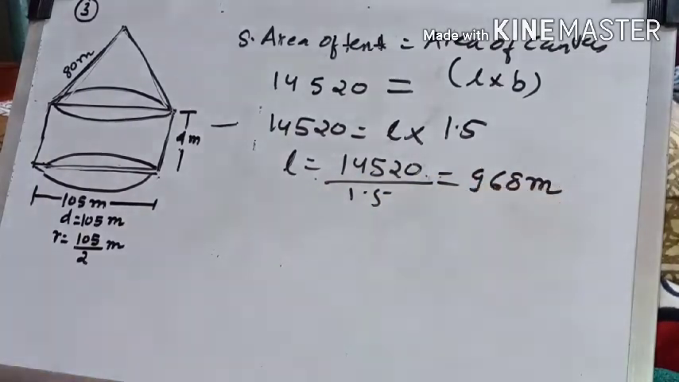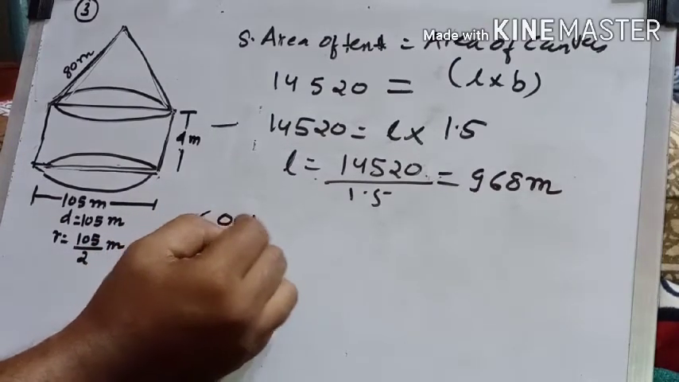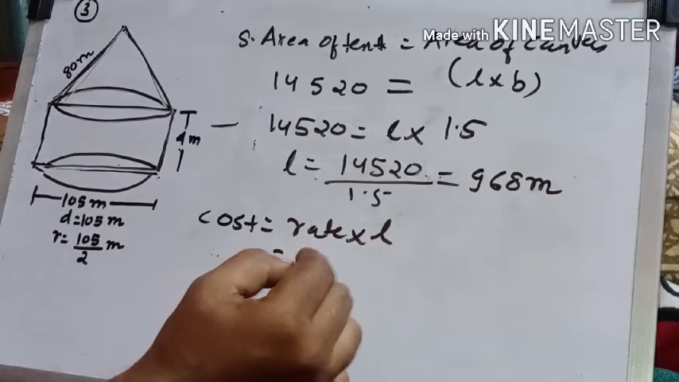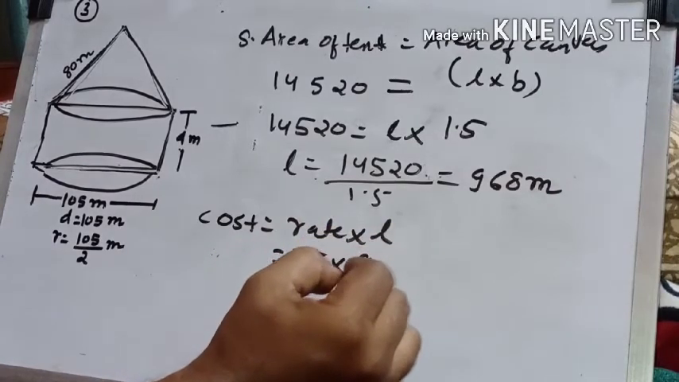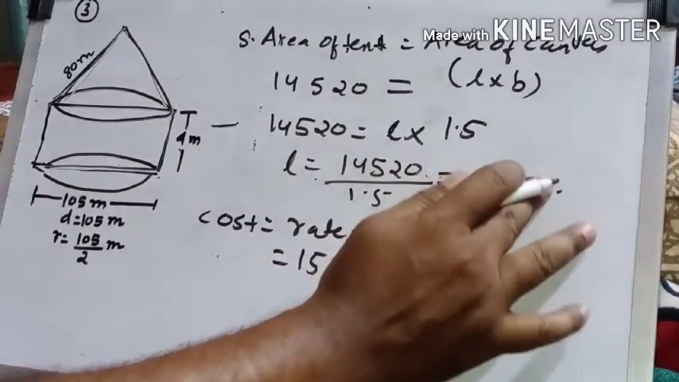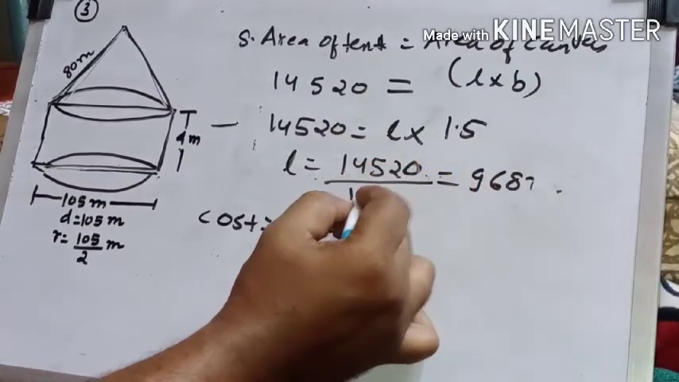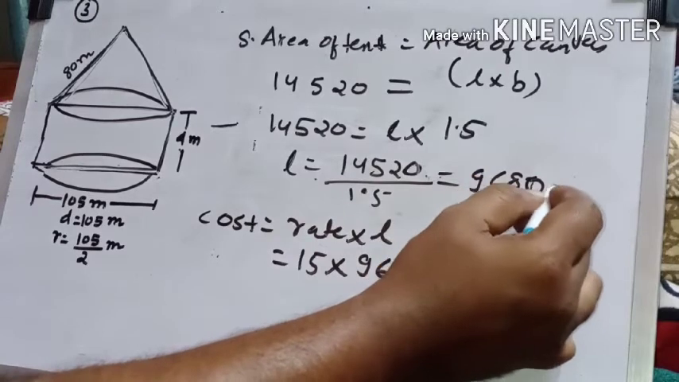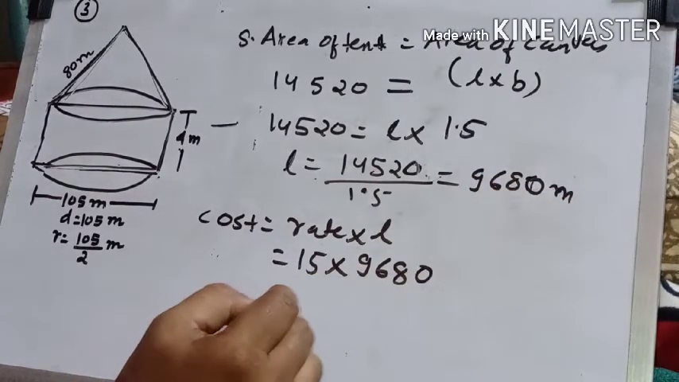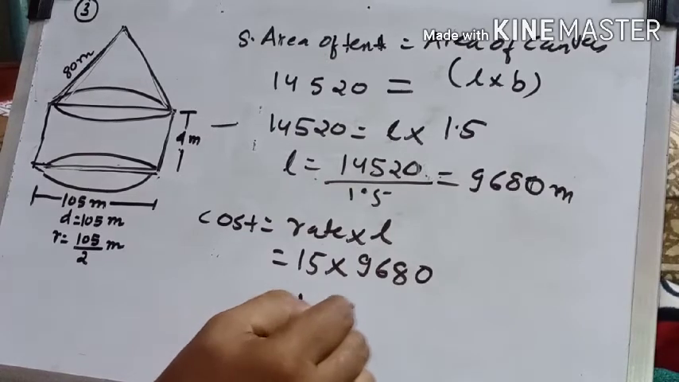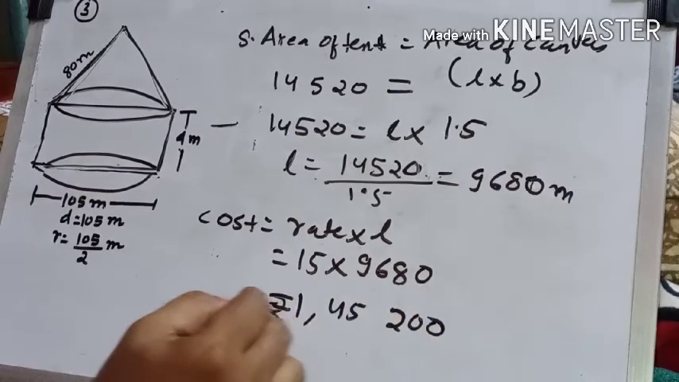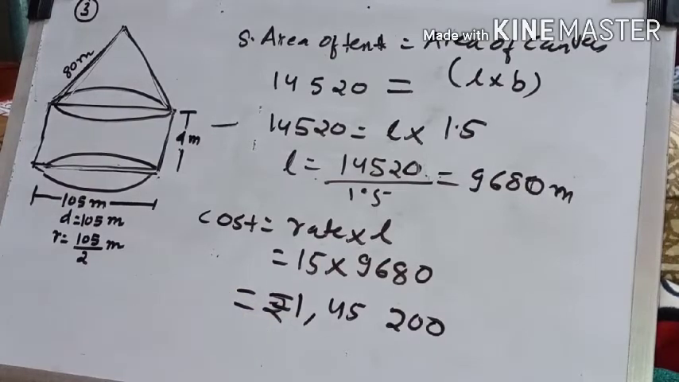968 meters. Since we want to find the cost, the cost will be rate into length. So the rate is how much? 15 rupees per meter into 968. After one zero is there, we will remove the decimal, so it will come as 9680 meters. So it will be 15 rupees into 9680 rupees, and that will be 1,45,200 rupees. This is the cost of canvas.